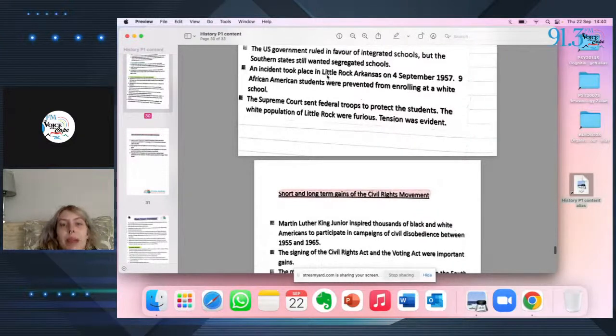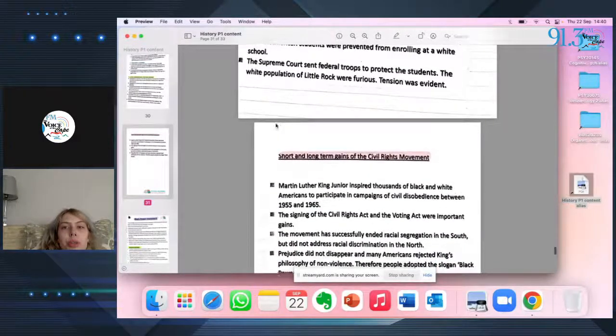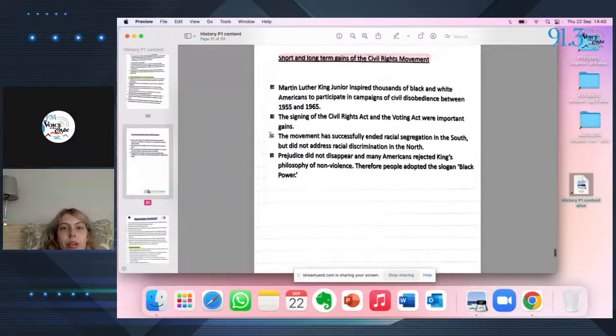An incident took place in Little Rock, Arkansas, on 4 September 1957. 9 African American students were prevented from enrolling at a white school. The Supreme Court sent federal troops to protect the students, and the white population of Little Rock were furious. Tension was evident.